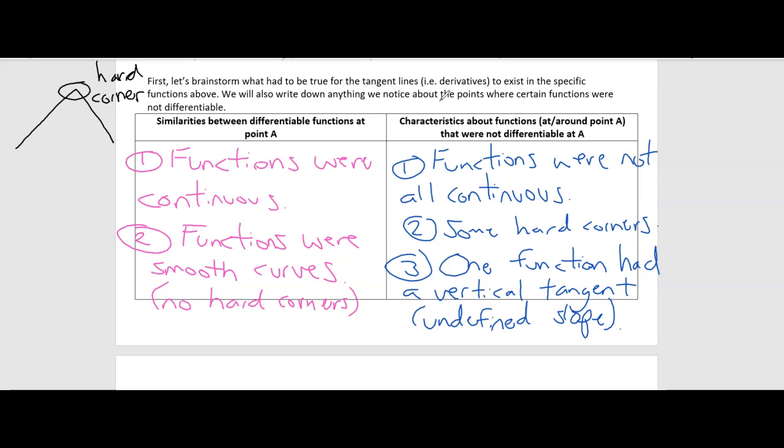Some of the characteristics about functions that were not differentiable at A: some of the functions were not continuous. There were some jump discontinuities. There were some removable discontinuities. Some of the functions had hard corners. And one of the functions, we were able to draw the tangent line, but it was a vertical tangent, which means the slope was undefined. It was not a real number. So the function would not be differentiable at that point. The derivative would not exist.